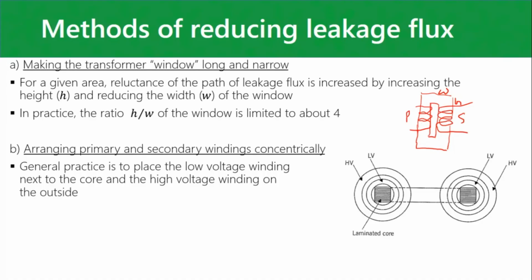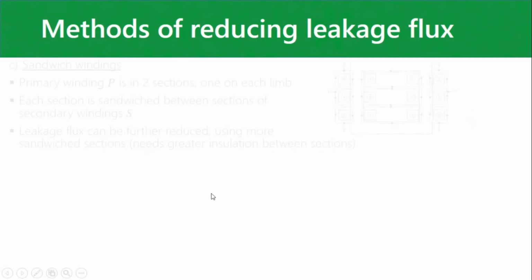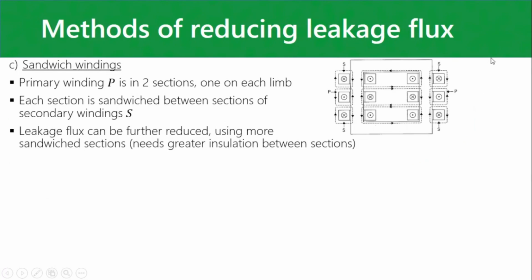So you can arrange the primary and secondary windings concentrically. Let's say this was a 1,000-volt transformer, and the secondary is 400 volts. So this would be the high voltage side, and this would be the low voltage side. What you do is you wind the low voltage windings close to the core, and you wind the high voltage windings on top of it. I'm sure a lot of trial and error went into all of this.